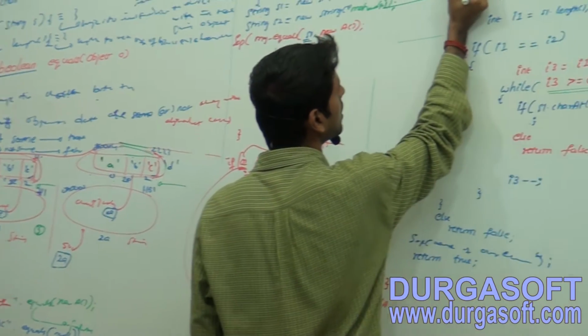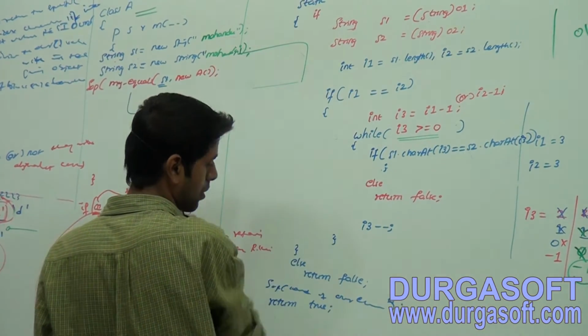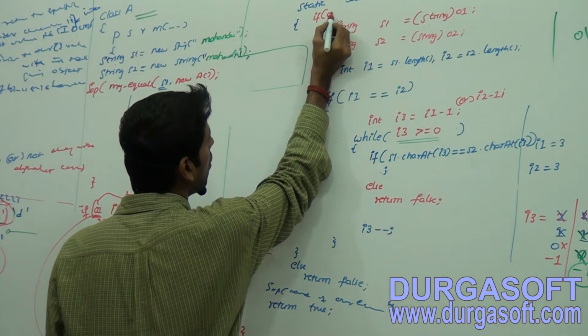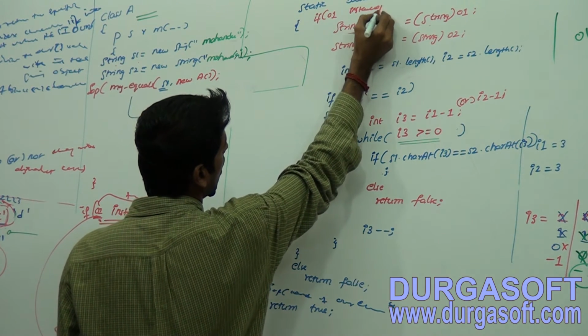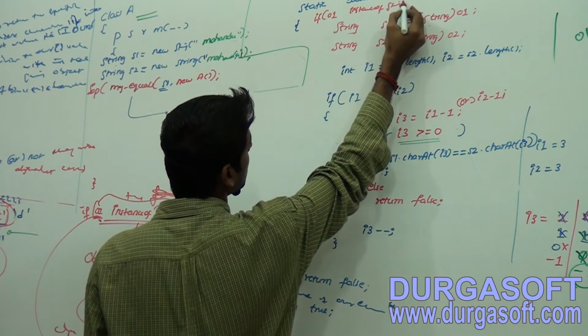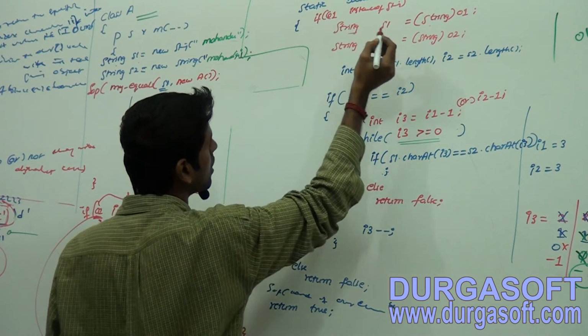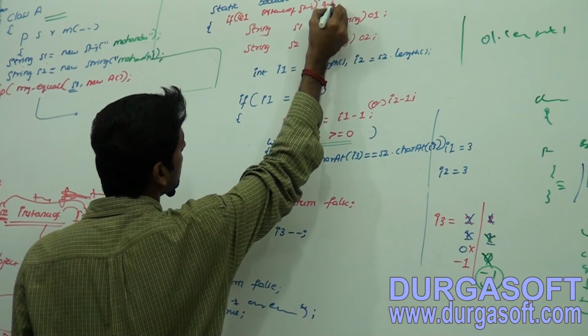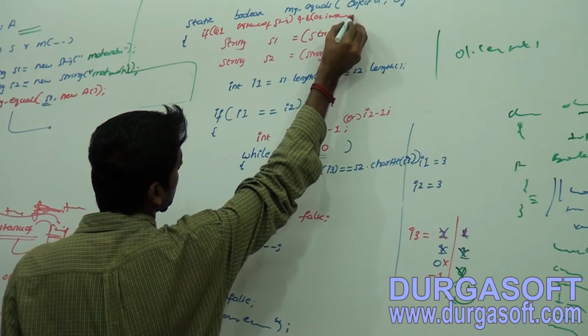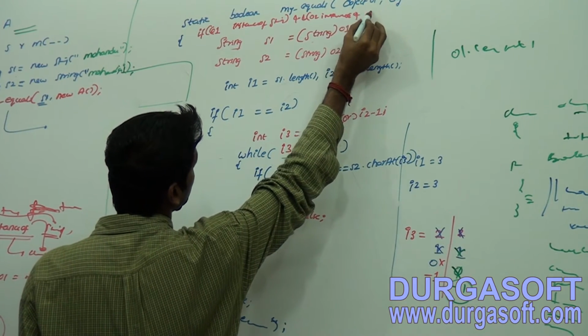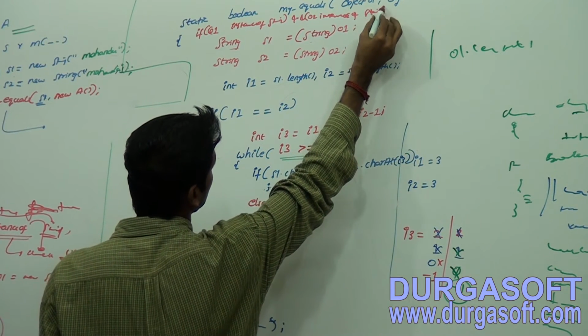Now observe here, simple thing. So let me use here if o1 instanceof String, and o2 instanceof String.